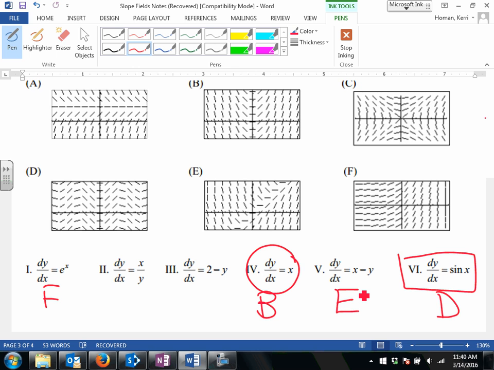What about x divided by y? And 2 minus y matches up with A. 2 minus y, anytime y is 0, we're going to have slopes of 2. Here, when y is 2, we have slopes of 0. So these you have to match up. When you plug in coordinates, what slopes are you going to graph?